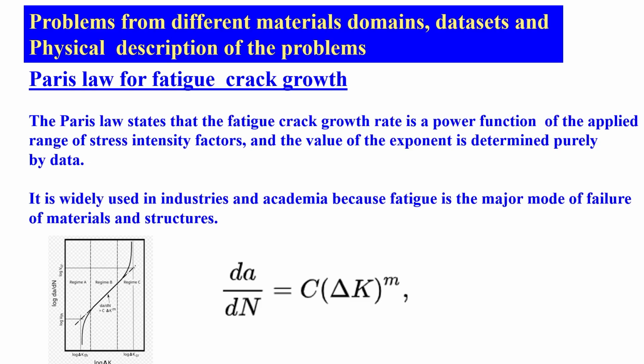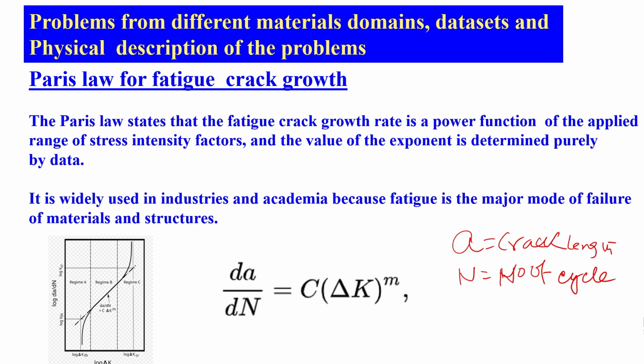So, Paris gave a formula, which is the crack growth with respect to the number of cycles. A is your crack length and N is your number of cycles. So, I can take the derivative of A with respect to N, and this must be equal to a constant C multiplied by delta K to the power m.